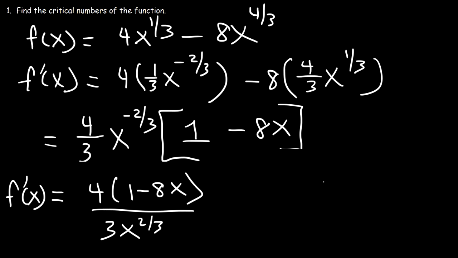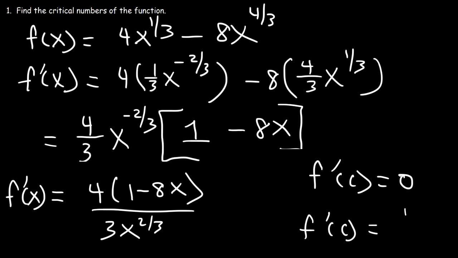Now recall that to find a critical number, f prime of c has to equal 0, or f prime of c does not exist or is equal to 1 over 0. So whenever you have a fraction, to find the horizontal tangent line, or the first critical number, set the numerator equal to 0, and for the critical numbers where it's not differentiable, set the denominator equal to 0. That's what we're going to do in this example, anytime you have a fraction.